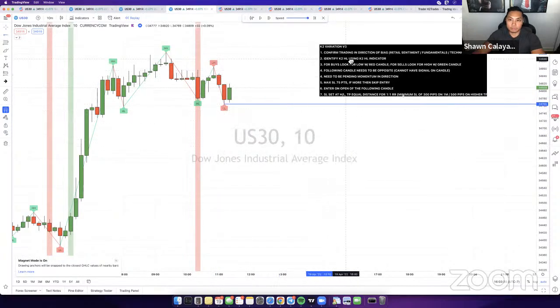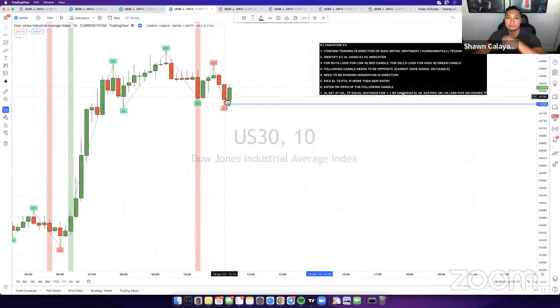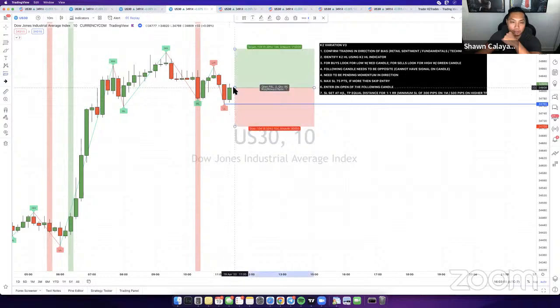And same requirements. We confirm the bias, which is bullish. We confirm the low here, which is this red candle right here. We want to confirm that the following candle is opposite. We have a low with the red candle, opposite green candle right here. We have a pending momentum for a buy because the previous signal here is a sell. You'd enter this for a long position right there.